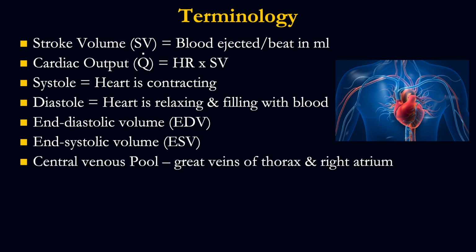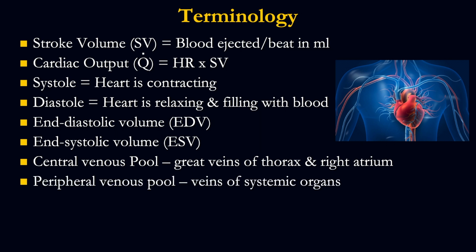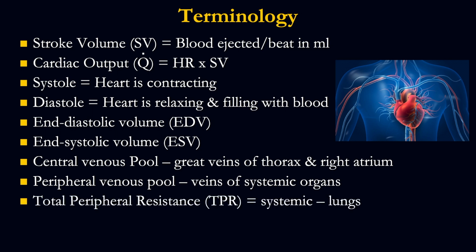The central venous pool is the blood that is located in the great veins of the thorax and right atrium. The peripheral venous pool refers to the blood that is in the veins of systemic organs. Total peripheral resistance, or TPR, is the resistance to blood flow in the systemic side of circulation, minus the lungs. Ejection fraction refers to the amount of blood that is ejected out of the heart relative to how much blood filled the heart. So in other words, the stroke volume divided by the end diastolic volume.